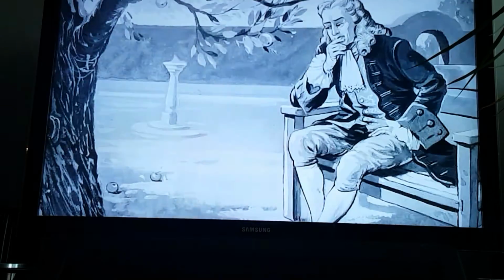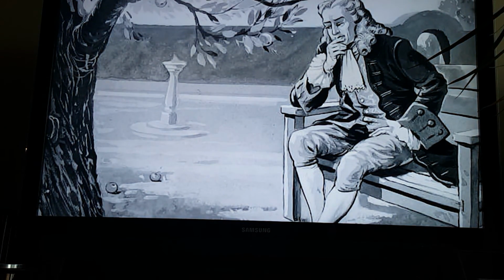Places where gravity doesn't exist. You've probably heard about the story of Sir Isaac Newton. You know the story, when he was sitting under an apple tree and an apple fell on his head, and that caused him to come up with the universal law of gravitation.